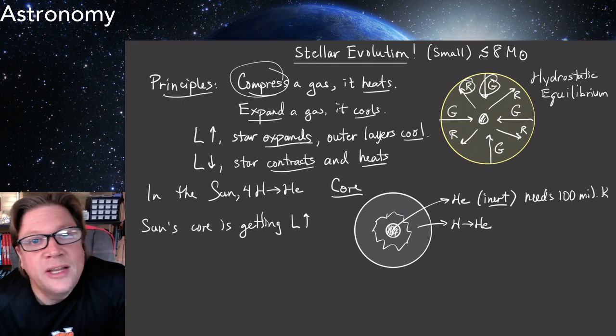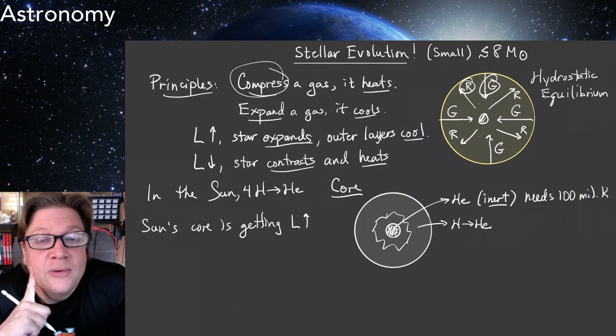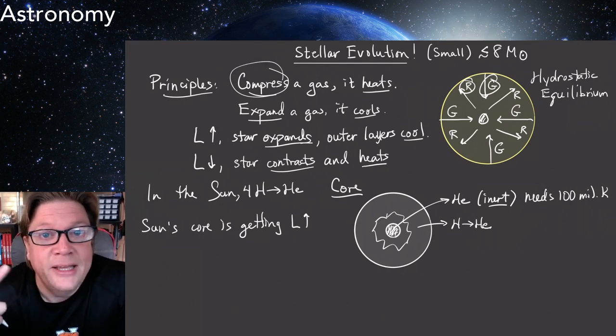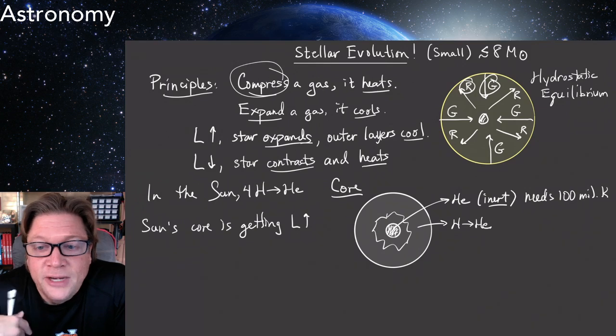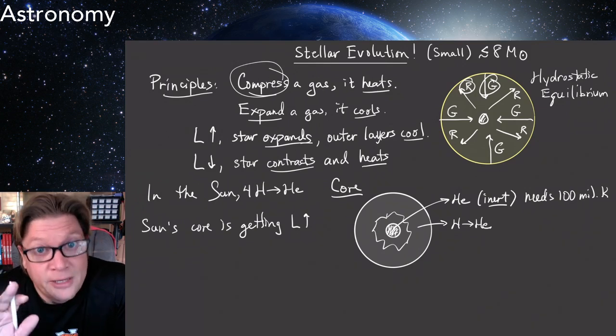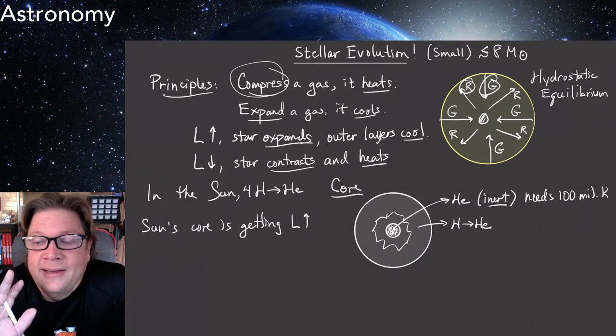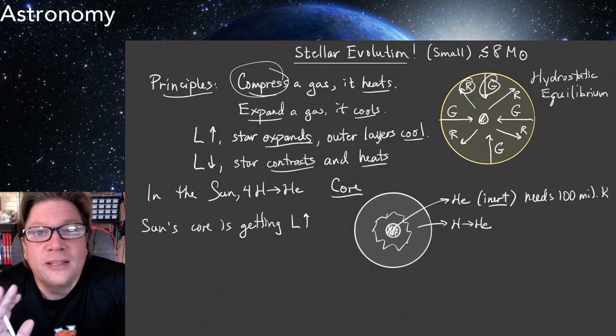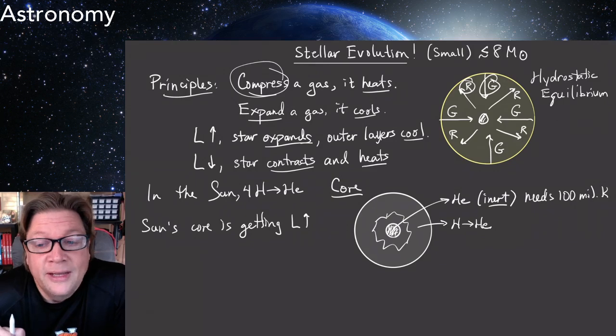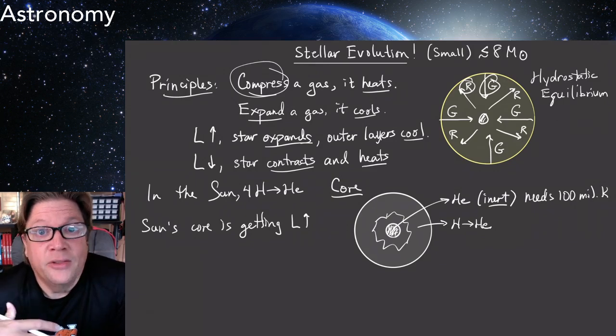The sun's core is getting brighter. Its luminosity is going up. That hydrogen to helium layer around the core is going faster and faster over time, and it's generating more and more energy slowly, right? This is not the thing that's responsible for global warming. That is a blanket on the Earth, right?